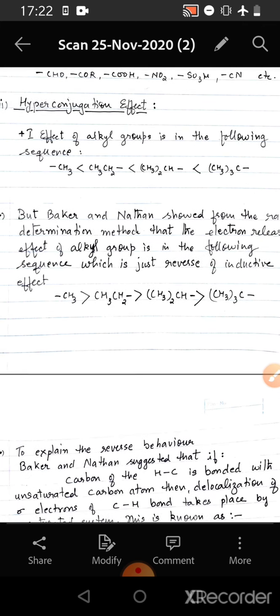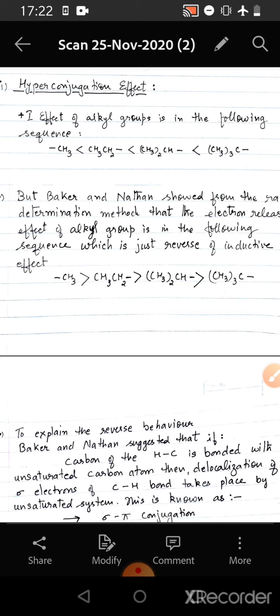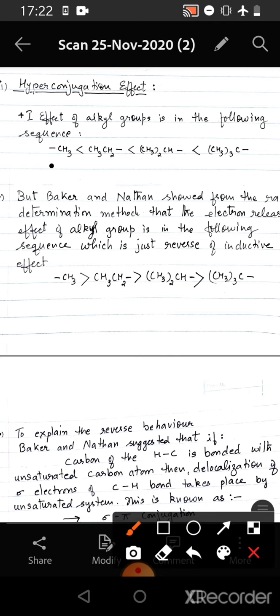Now we come to the hyperconjugation effect. Plus I effect of alkyl groups is in the following sequence. We see that the methyl group has the least plus I effect, and the tert-butyl has the highest plus I effect.